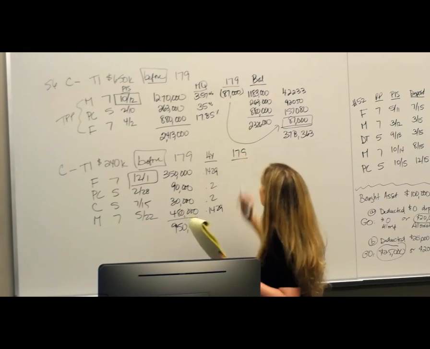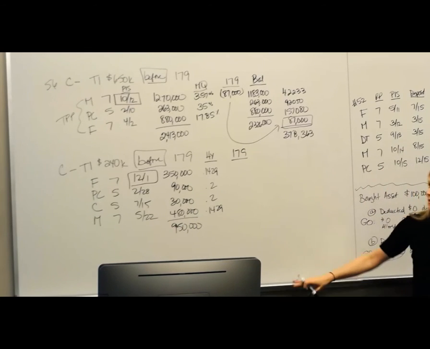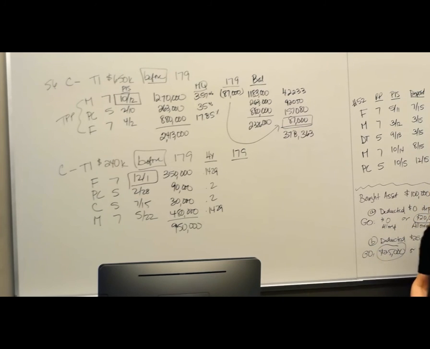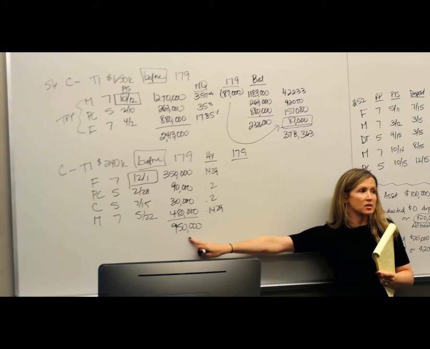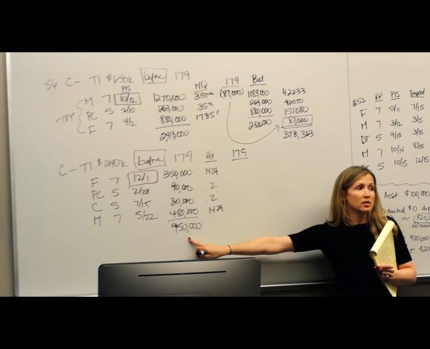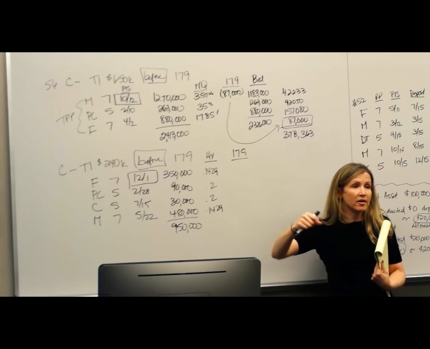now I want to know what 179 deduction I can take. Okay? What 179 election can I make? You can make a $500,000 election, right? $500,000 is the most. It gets limited only if the total of my tangible personal property placed in service goes over $2 million. It's not going over $2 million here. So I can elect $500,000.